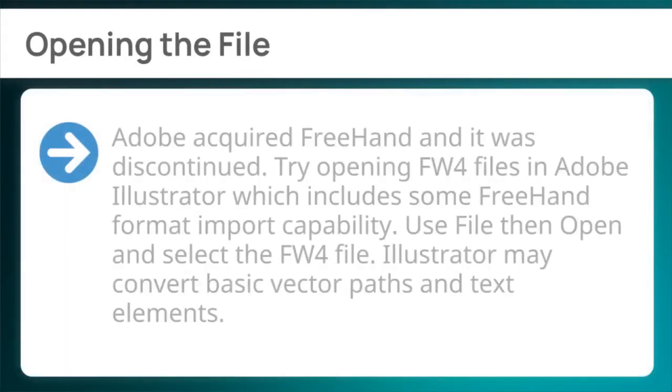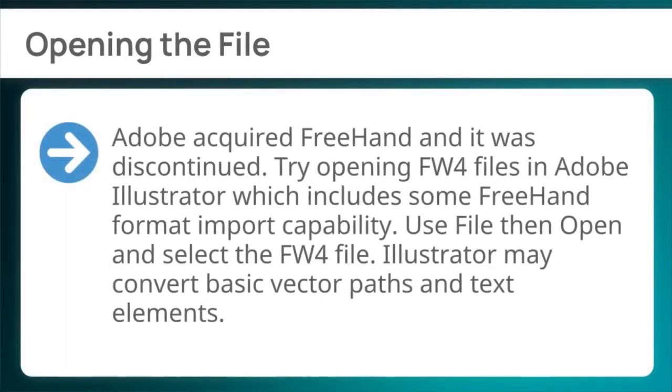First, opening the file. Adobe acquired FreeHand, and it was discontinued. Try opening FW4 files in Adobe Illustrator, which includes some FreeHand format import capability. Use File then Open and select the FW4 file. Illustrator may convert basic vector paths and text elements.